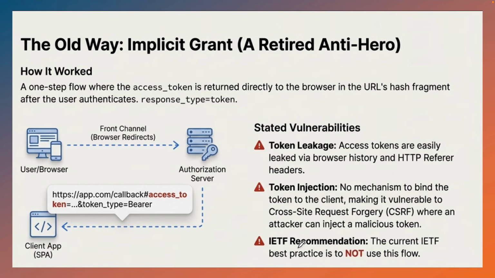The old way we used to do this was by using the implicit flow. The way this flow works is that the access token is returned directly to the browser in the URL hash fragment after the user authenticates, with response type equal to token. But as I said, the access token is directly exposed in the browser, right? It will again cause security breaches because access tokens are easily leaked via browser history and the HTTP referrer header. There is no mechanism to bind the token to the client, making it vulnerable to cross-site request forgery as well. And again, the IETF also does not recommend that you use this kind of flow.